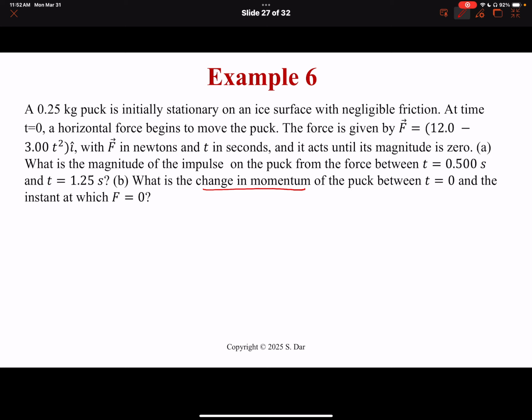So let's write down the given things. Mass is 0.25 kilograms. Force, a vector quantity as a function of time, is 12 minus 3t squared i hat. I'll not worry about significant digits now, only in the end. Initial time is 0.5 seconds, and final time is 1.25 seconds.